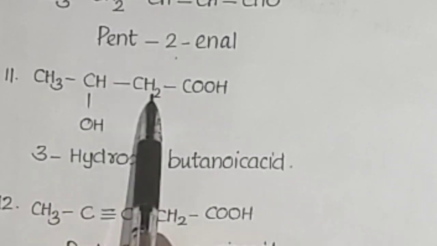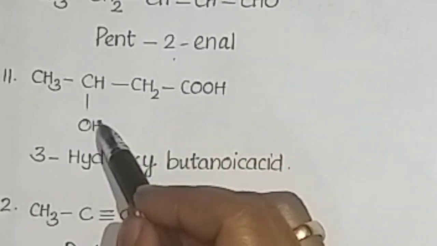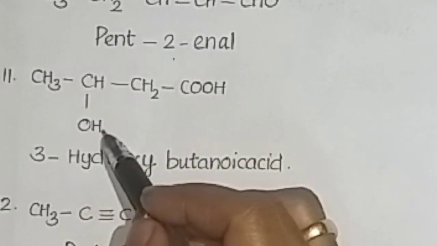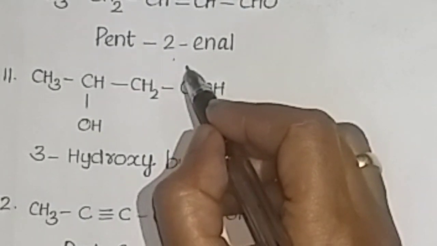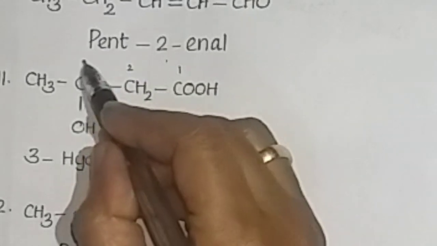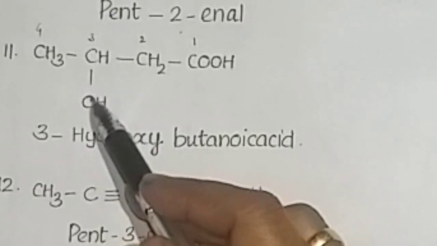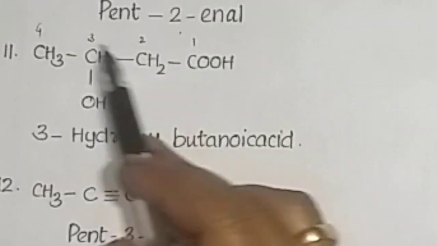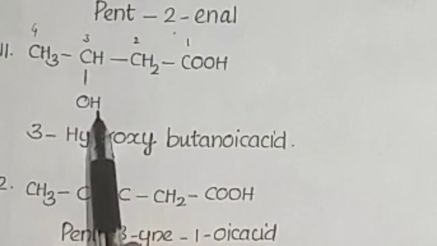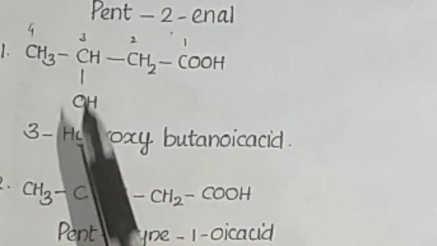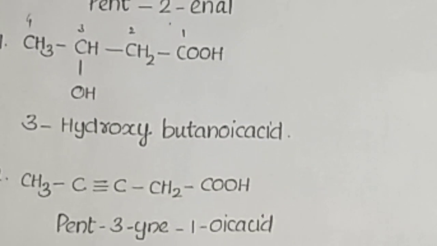Next one, CH3, CHOH, CH2, COOH. Here the COOH functional group is there and the OH hydroxyl functional group is there. Preference is given to the COOH functional group, which gets the least number, 1, 2, 3, 4. The hydroxyl is taken as a substituent. Then 3-hydroxy, 4 carbon atoms with oic acid, butanoic acid. 3-hydroxy butanoic acid.